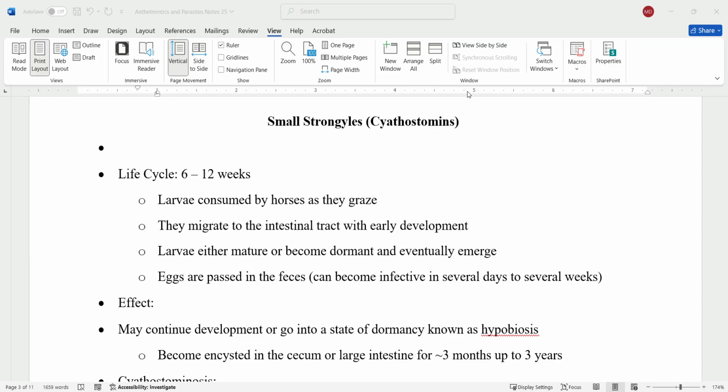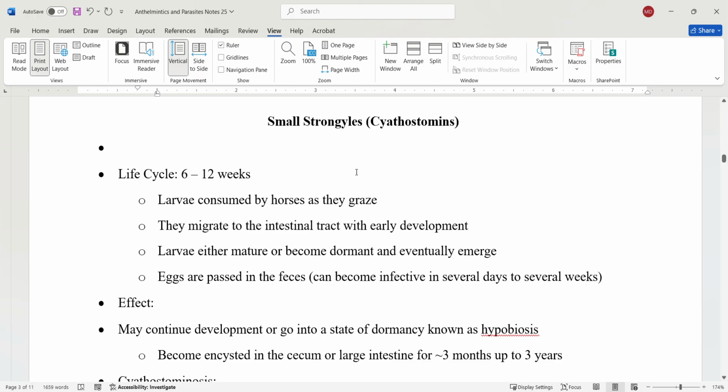Instead, the parasite we are going to see more commonly is going to be our small strongyles, also known as cyathostomins. I want to be clear that while the name is kind of confusing, because small strongyles and large strongyles seem like they could be very related, they are not. The cyathostomins are the family of parasites that small strongyles belong to. So don't confuse the two. They're not even related, but their names are deceiving in that way.